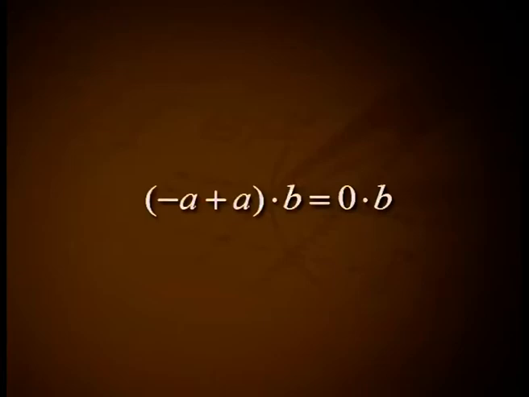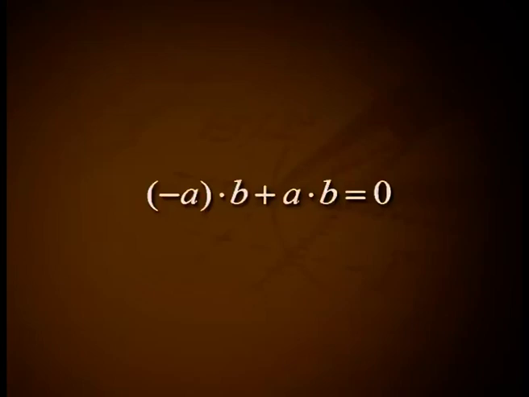Proof. 1. We have −a + a = 0, where 0 is the additive identity. Post multiplying both sides by b, we get (−a + a)·b = 0·b, and this implies by the right distributive law that (−a)·b + a·b = 0.